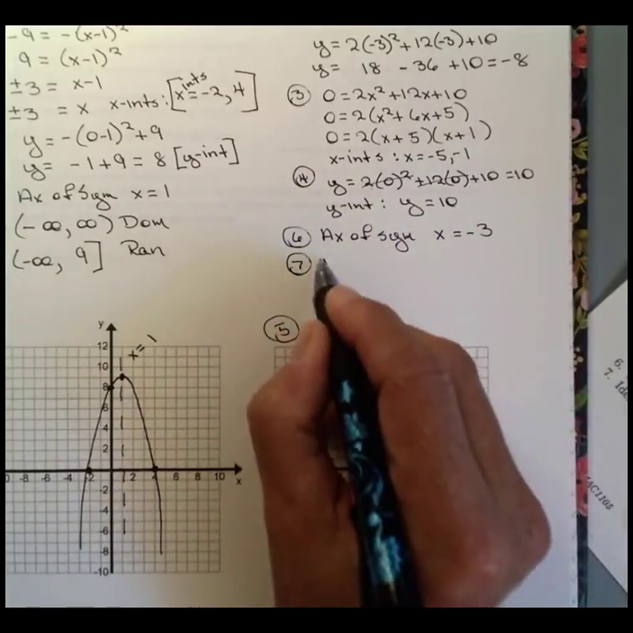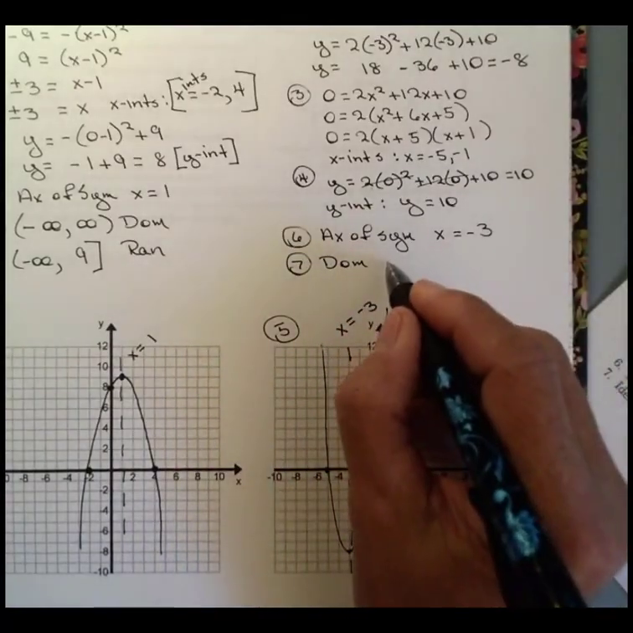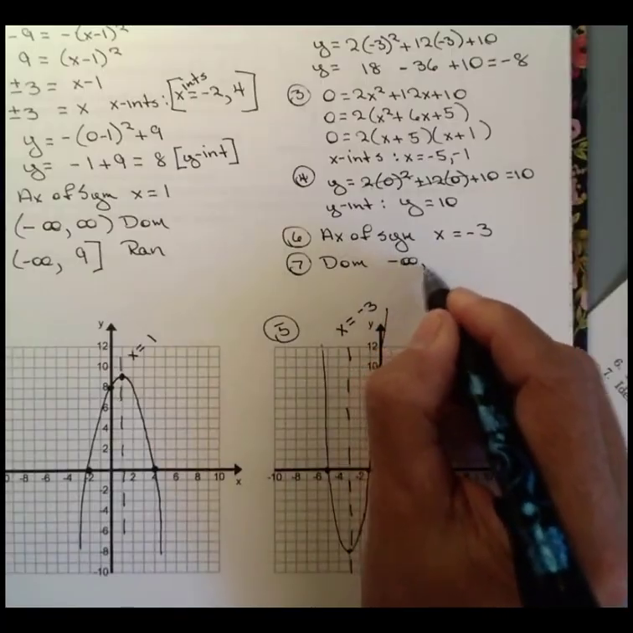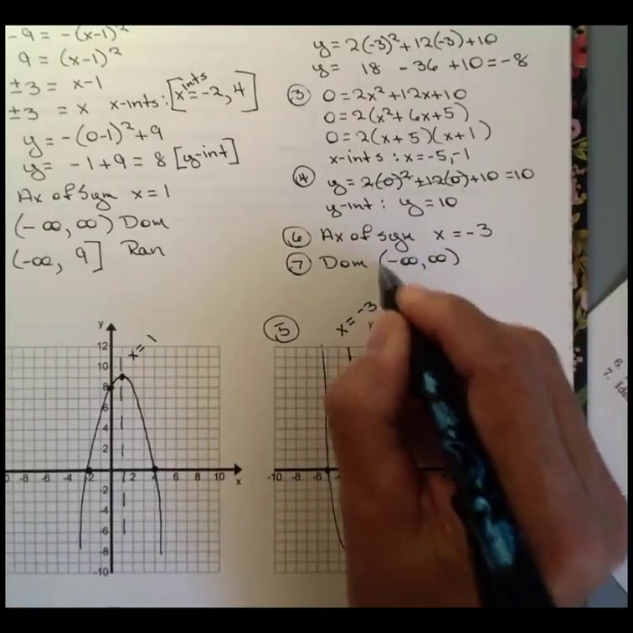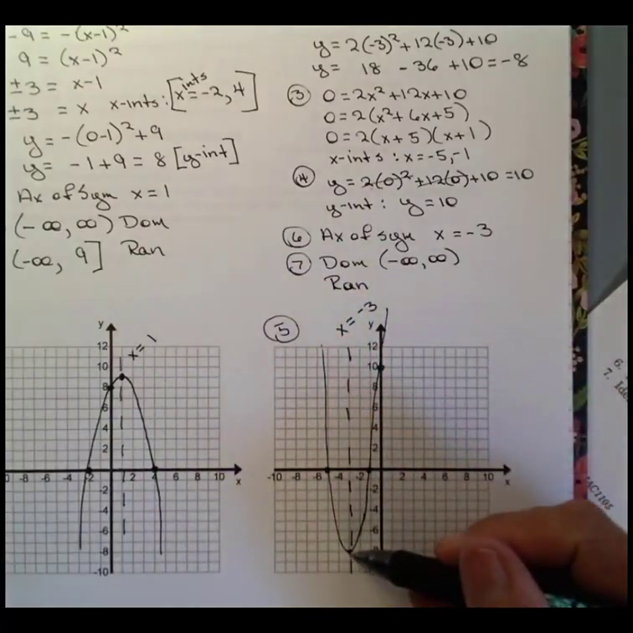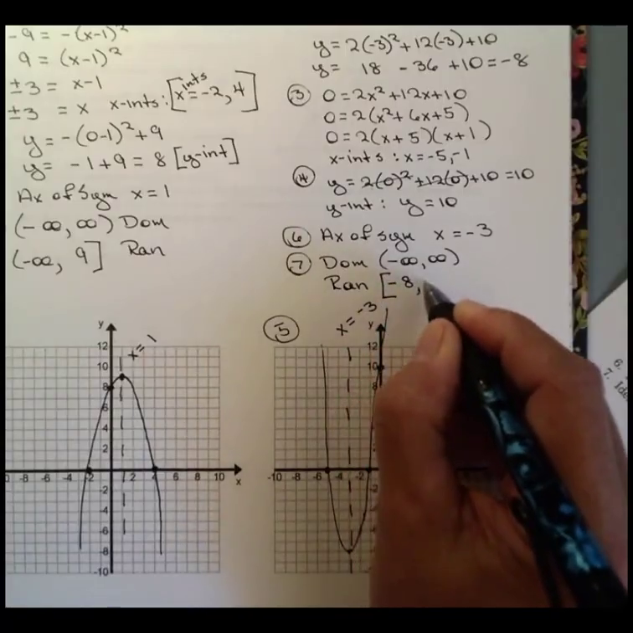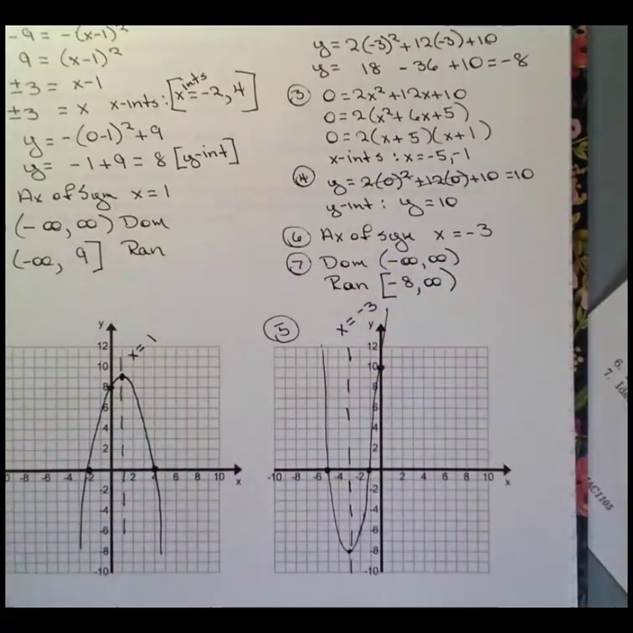Finally, what is the domain of this one? Well, it's a typical quadratic function that goes from -infinity to +infinity. And the range of it, I have to look at the low point. It goes all the way down to a -8, and it does include that point, and it goes all the way up to +infinity.